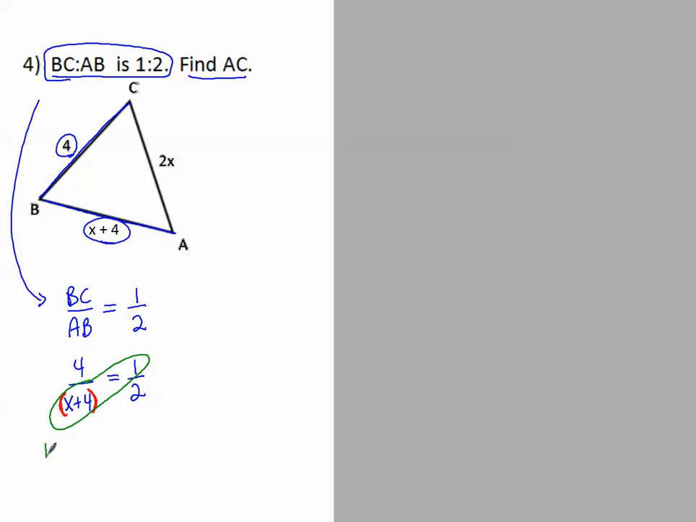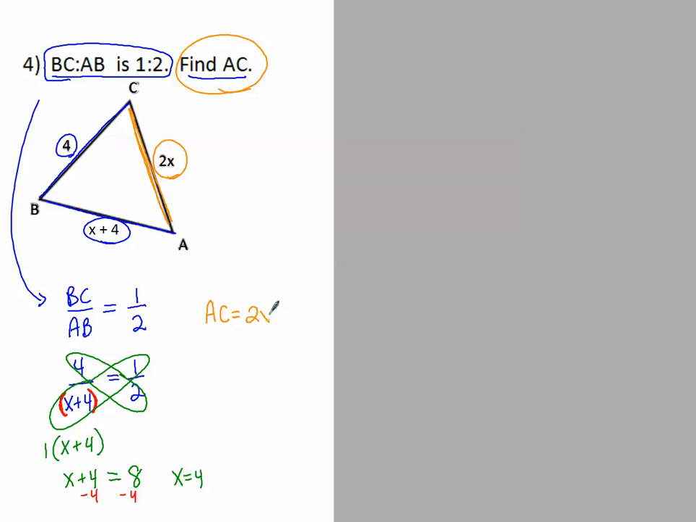X plus 4 times 1. I put the parentheses just out of habit, but really we know that's the same as just x plus 4. Anything times 1 is itself. Cross multiply the other way, and that is 8. It looks like x equals 4. But let's go and answer the final question. Find AC. AC is this one right here, which says 2x. So now that we know x, AC, which is 2x, is 2 times 4, or 8. AC is 8. Always look at the question. Don't just stop when you find x.